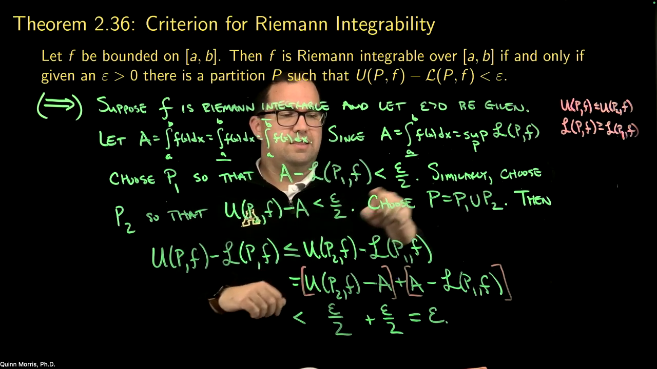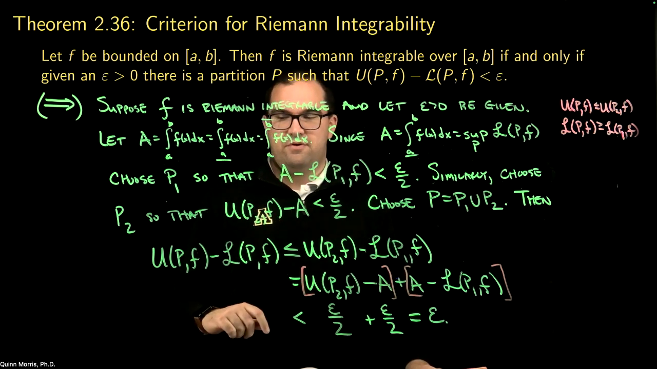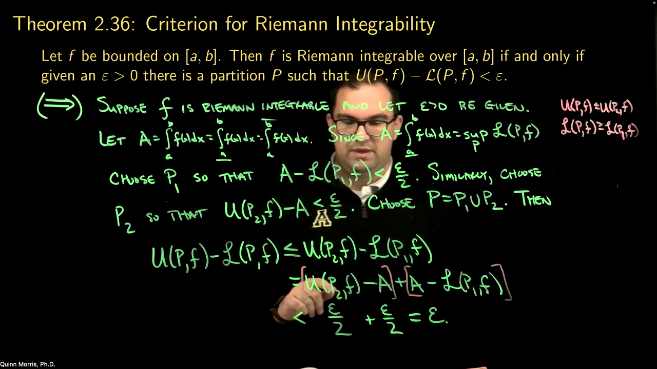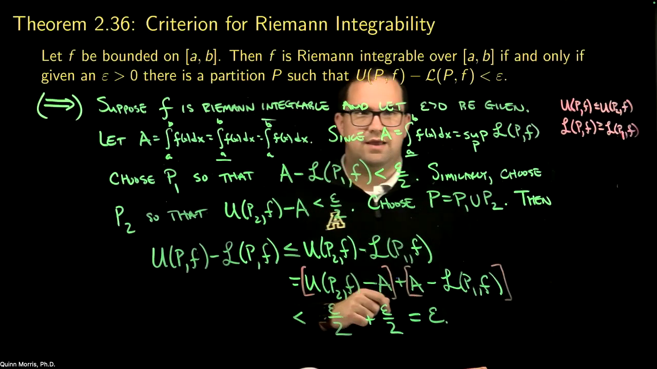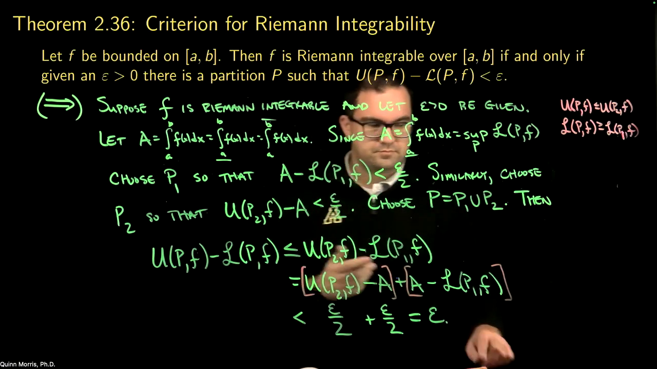But I've now shown then that with this partition P, the difference between my upper sum of f over P and my lower sum of f over P is strictly less than epsilon, which was arbitrary. So I could do this for any epsilon.